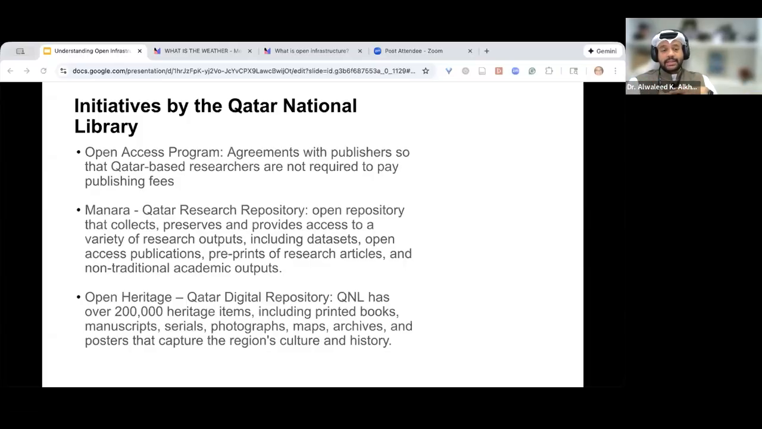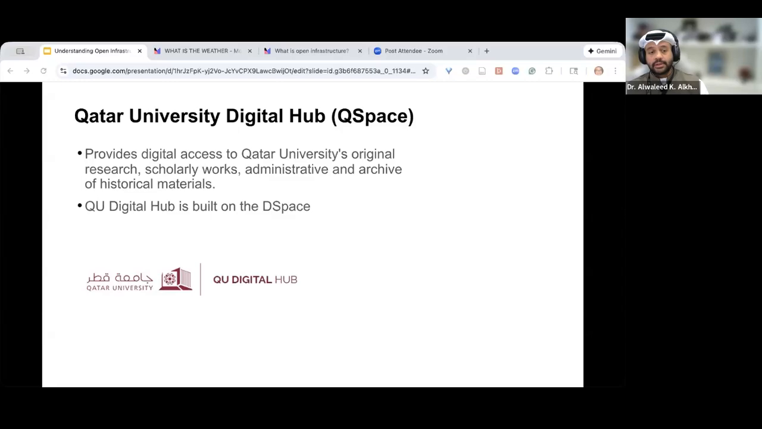Basically, as an example, in all the different things we do, we rely on open infrastructure. When it comes to the open access program, we rely on tools such as those for looking at what licenses are out there, what authors can do with publishing, and the DOAJ, for example, and of course, the different platforms that we use to support our different initiatives. I'll also briefly talk about the other initiatives in the country. Qatar University also has a repository. And if you look at the next slide, their repository is also based on DSpace.